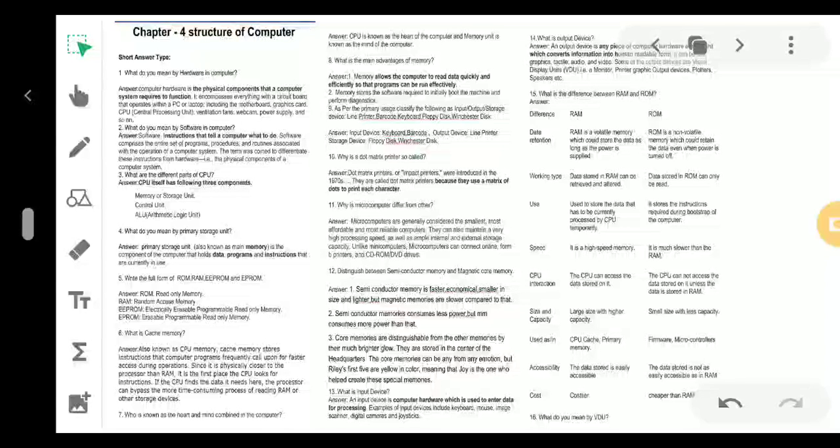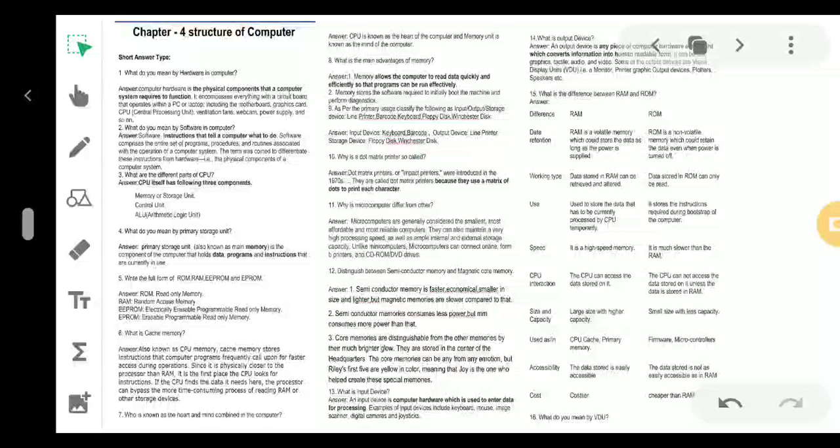Hello student. Today we will solve the exercise of chapter number 4, that is the structure of the computer. I will upload the PDF also. With that you can copy the answers and submit the copy for checking purposes.